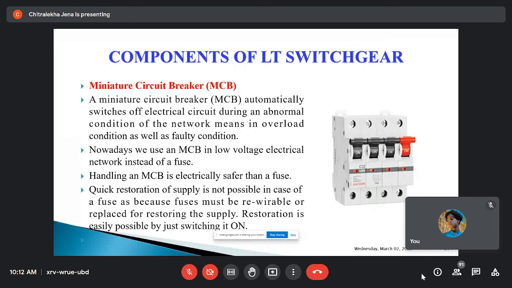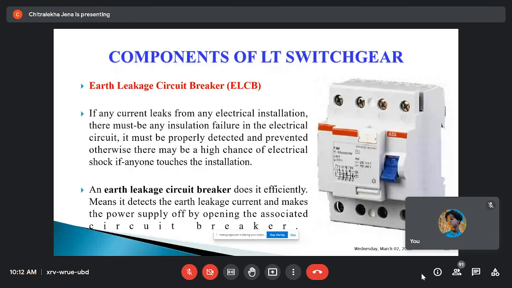So next is your earth leakage circuit breaker. Have you seen this type of circuit breaker? Tell me. Have you seen it or not? No, ma'am. What is the function of the earth leakage circuit breaker? Now, here I will tell you.